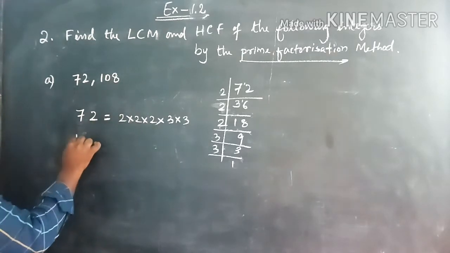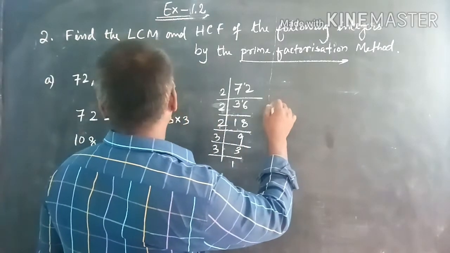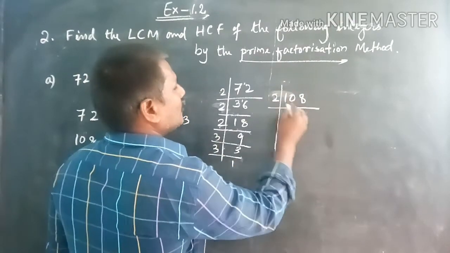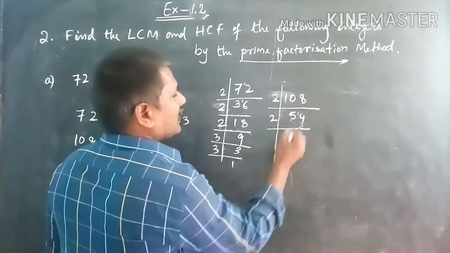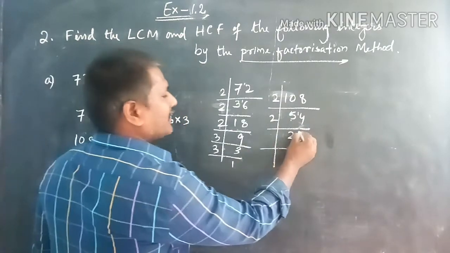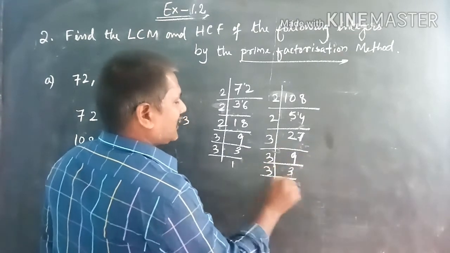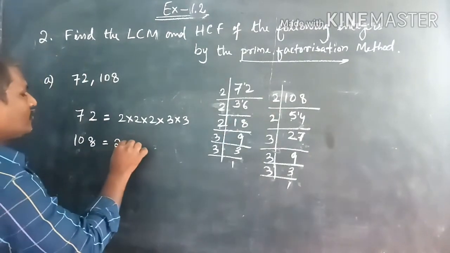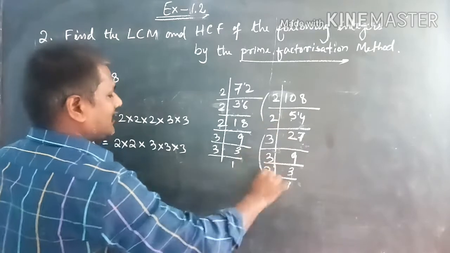Let us take another number, that is 108. 108 also can be written as a product of prime factors. Let us take 2: 2 fives are 10, 2 fours are 8, the remainder is 1. Now it is 14, 2 sevens are 14, so it cannot be divisible by 2. Next you have to take 3 because it is divisible by 3: 3 threes are 9, now 3 ones are 3, and the last one is 3 ones. So 108 can be written as 2 into 2 into 3 into 3 into 3. Here two 2s and three 3s are there.